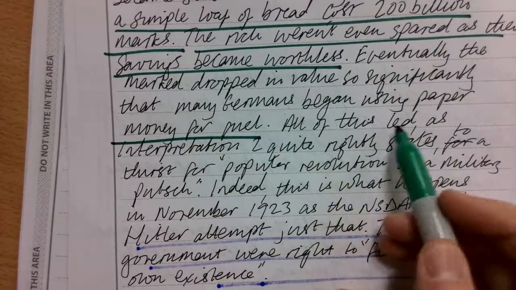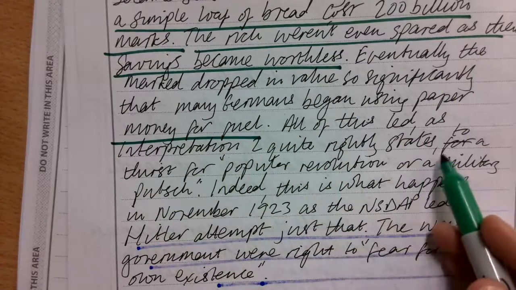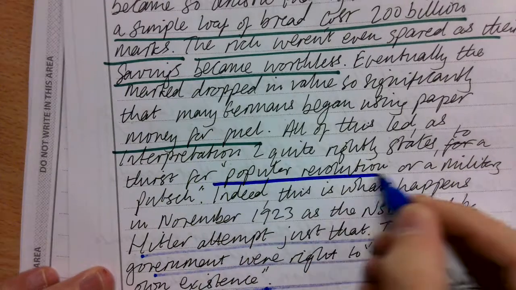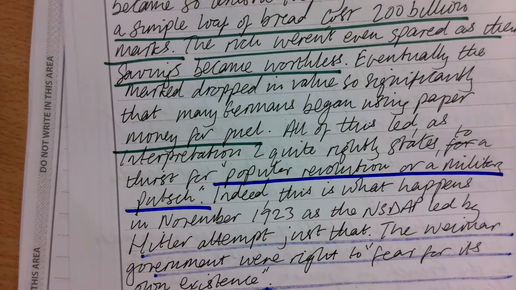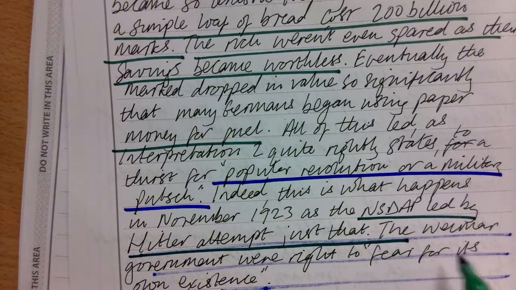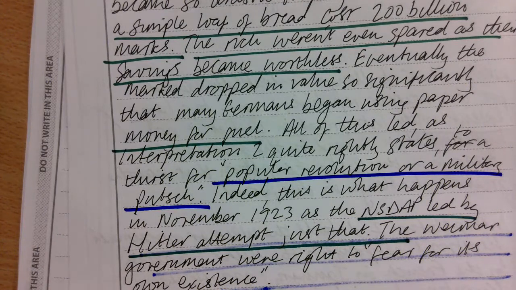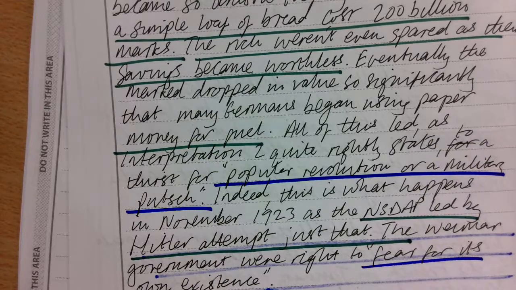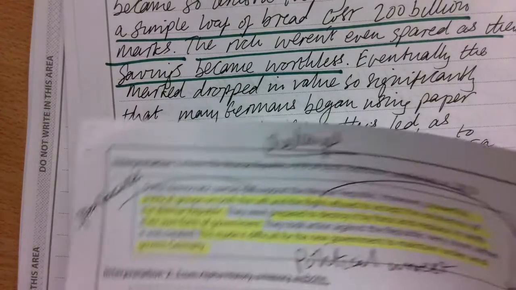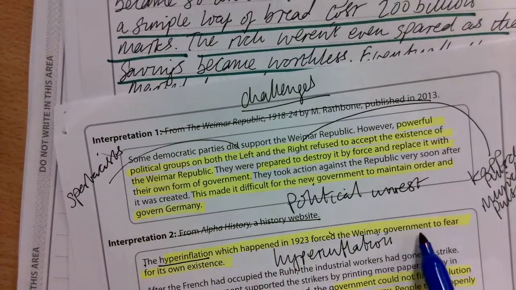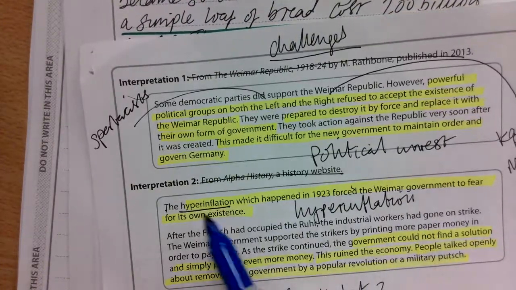All of this led, as interpretation 2 quite rightly states, to a thirst for popular revolution, direct quote, or a military putsch. Indeed, this is what happens in November 1923 as the NSDAP, led by Hitler, attempt just that. Okay, again, supporting with my own knowledge. The Weimar government were right to fear for its own existence. And if we look back at our interpretation, okay, we can see that that is a direct quote. Government fear for its own existence.